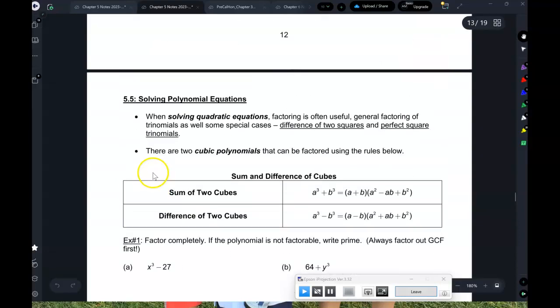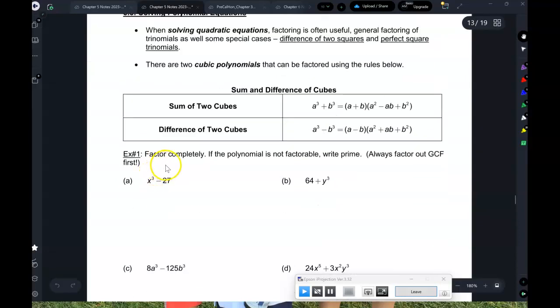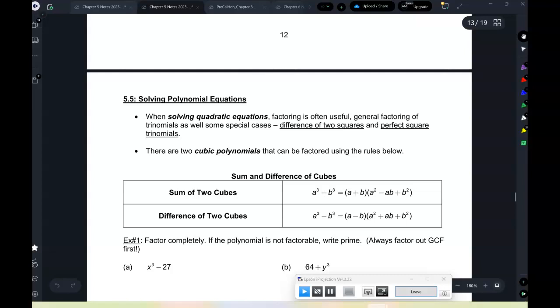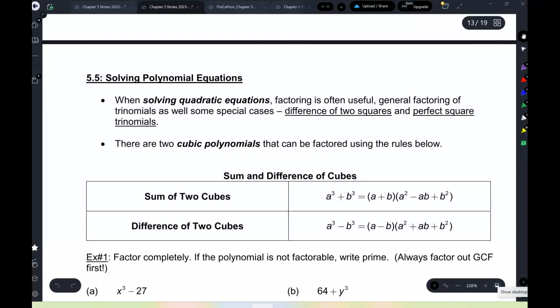Right. Okay, so let's start with 5.5. Okay, here we go. So in 5.5, we're going to talk more about solving polynomial equations. So you learned how to factor quadratic equations, right? Today we're going to go into a little bit more variety.